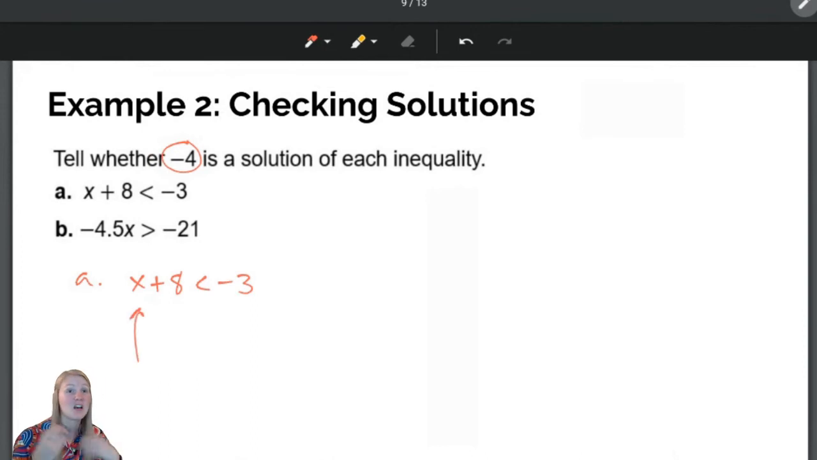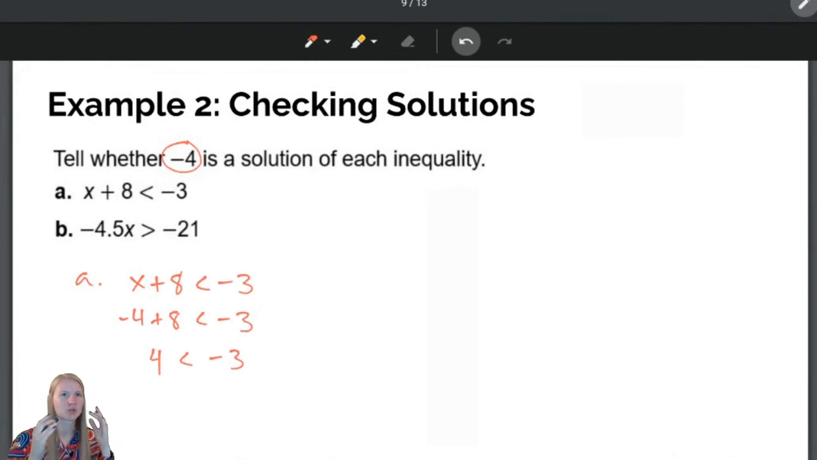Could x be -4? I don't know. Let's find out by making x -4, and then we can see if it's true or not. So I have -4 plus 8 is less than -3. Is that true? Well, let's see. -4 plus 8 is equal to 4, less than -3. Is that true? Is 4 less than -3?